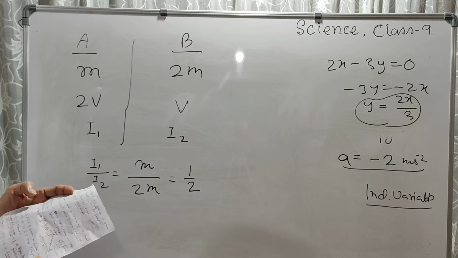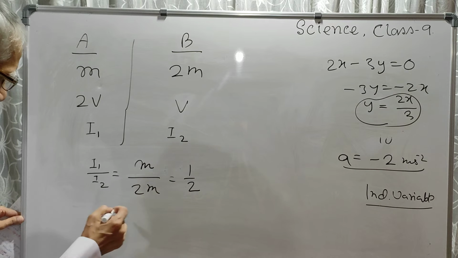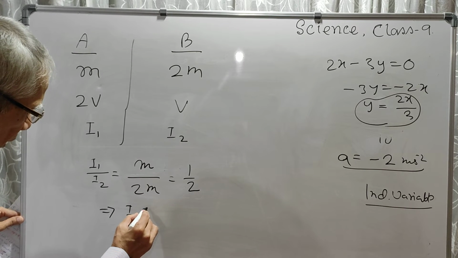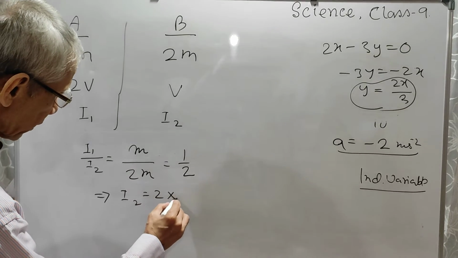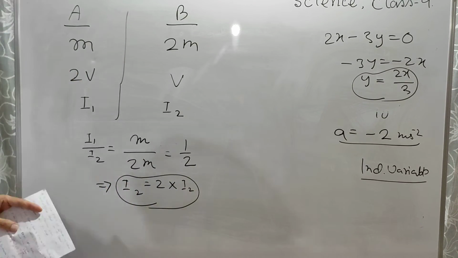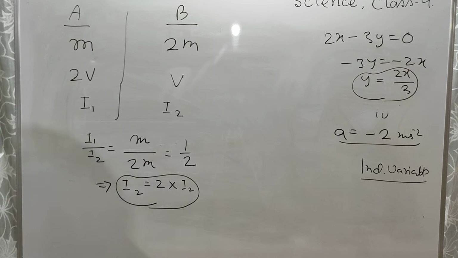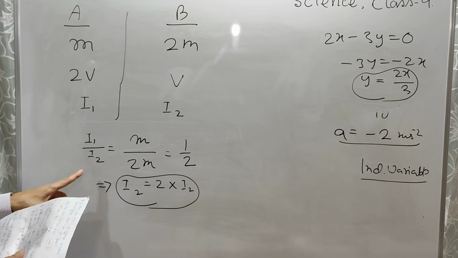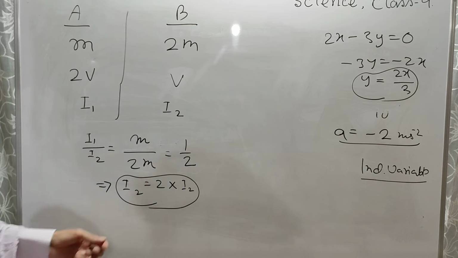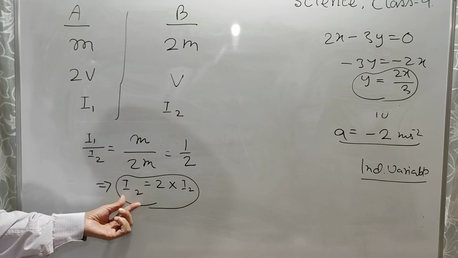So therefore I1 by I2 is half, which gives I2 equal to 2 into I1. That means inertia of the second ball is double the inertia of the first ball.